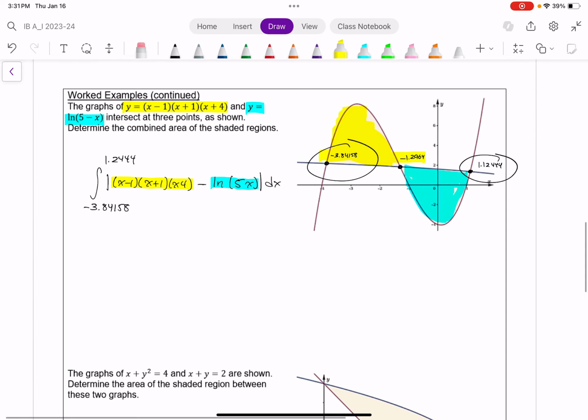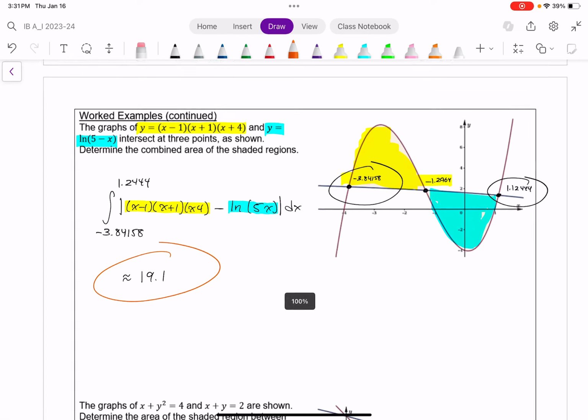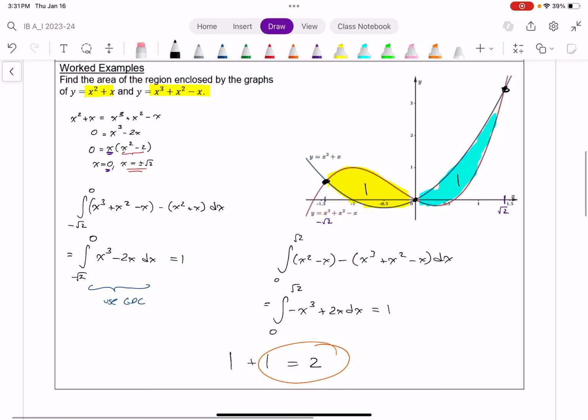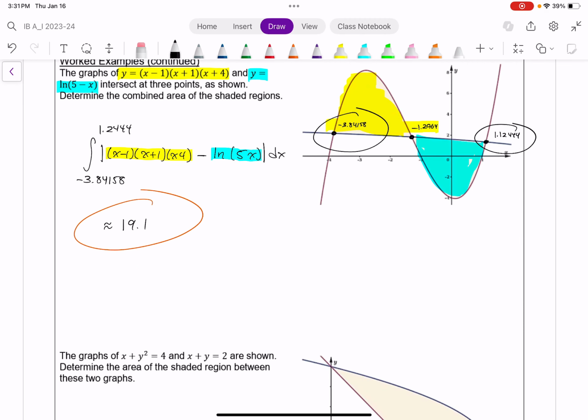And so that is pretty quick. If we're using a GDC, but it's not asking for an exact value, I would type this in, and it should just take a few seconds, and you should get approximately 19.1 square units. And so I could have done the same idea for this previous question. Instead of breaking it up into 2 regions, I could have found the absolute value from the first intersection point to the last intersection point of one function minus the other. Again, the order I subtract them doesn't really matter because absolute value makes everything positive.